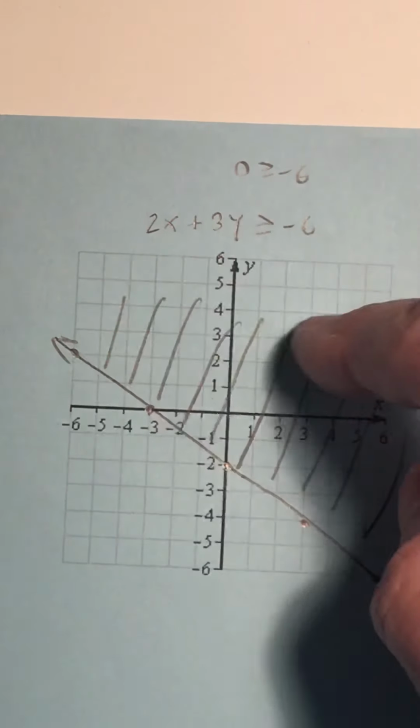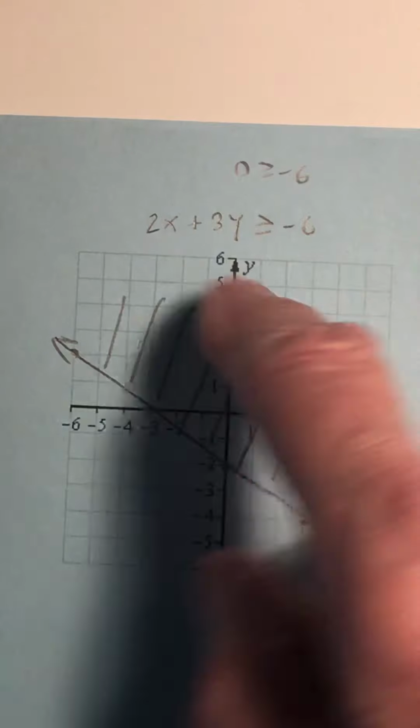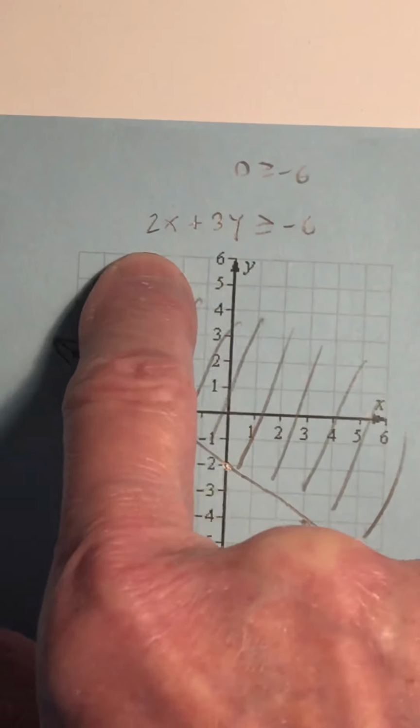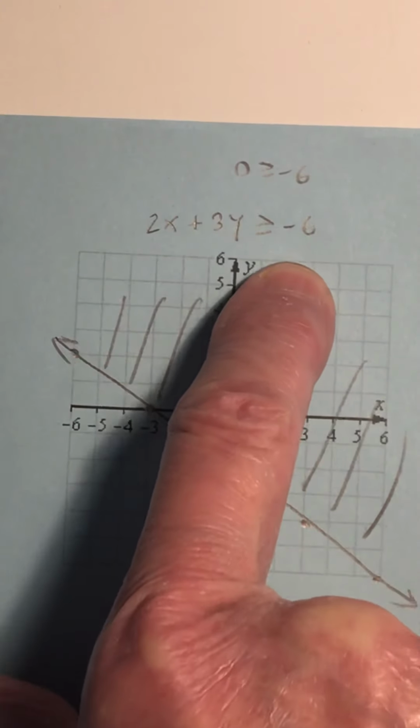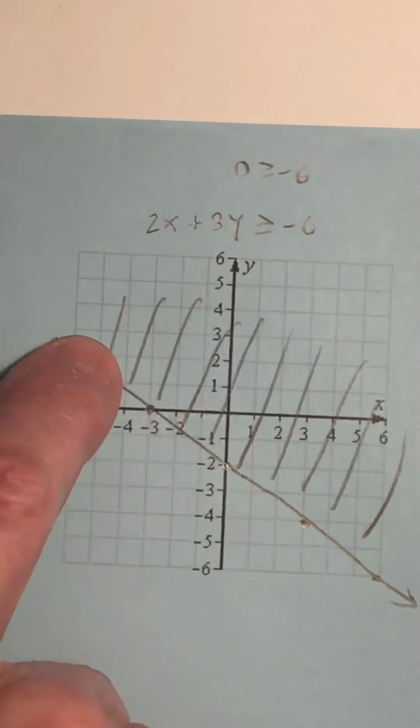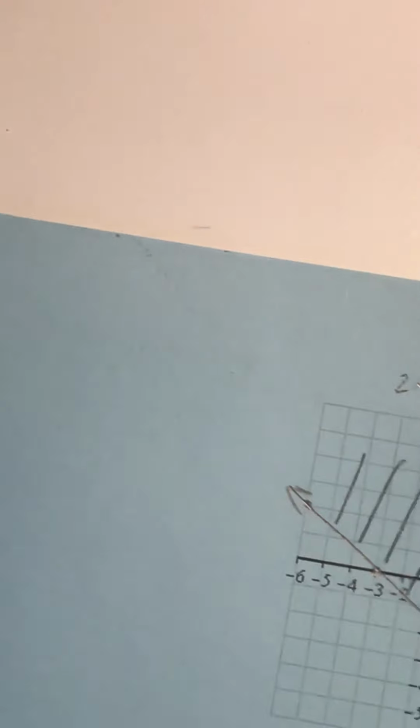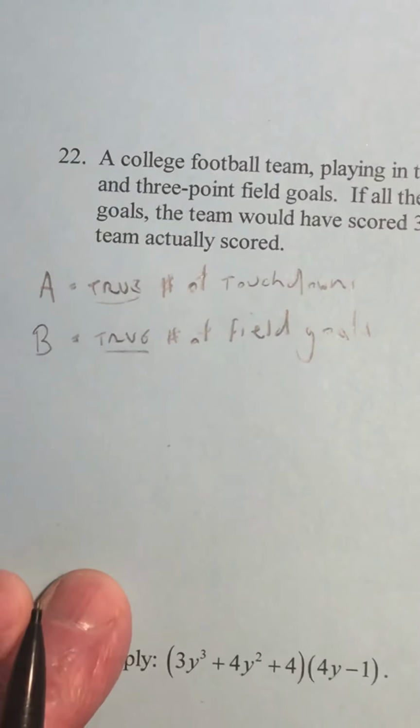So any point that's in this area up here would do this. 2x plus 3y would be greater than negative 6, and any point on that line would be exactly equal to negative 6.